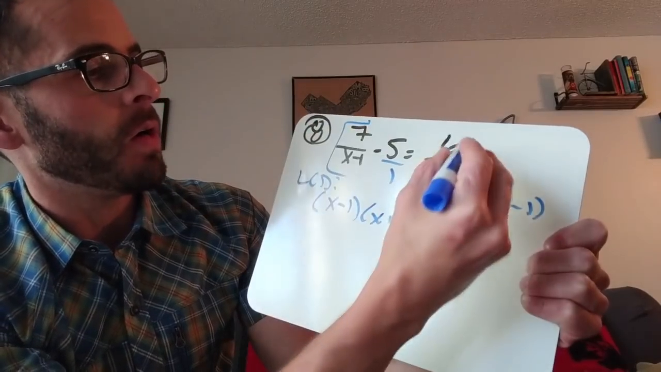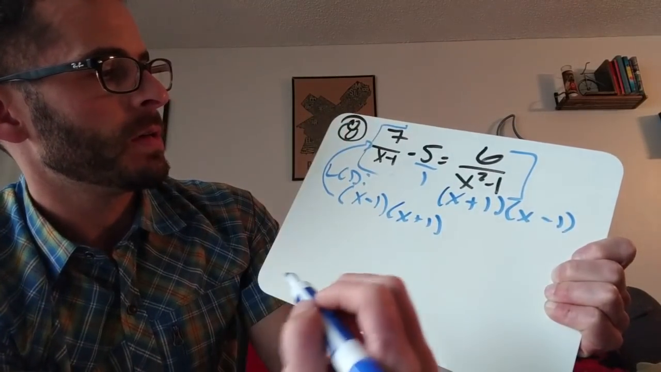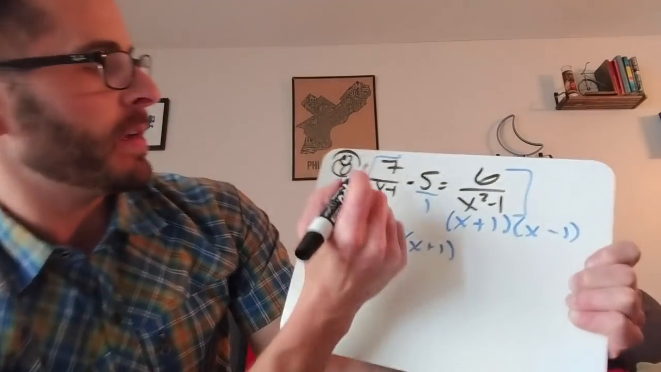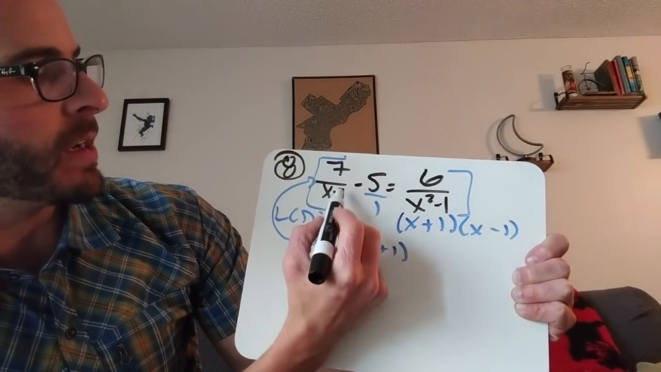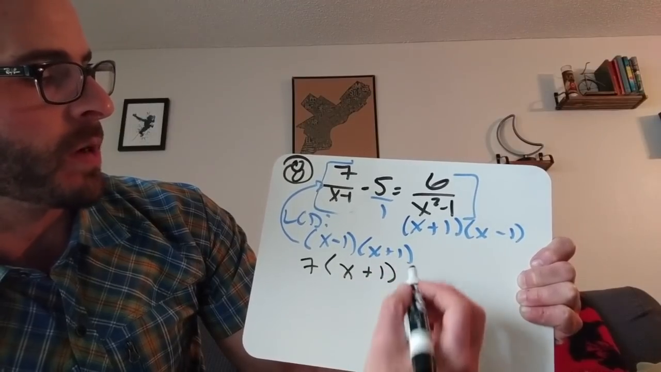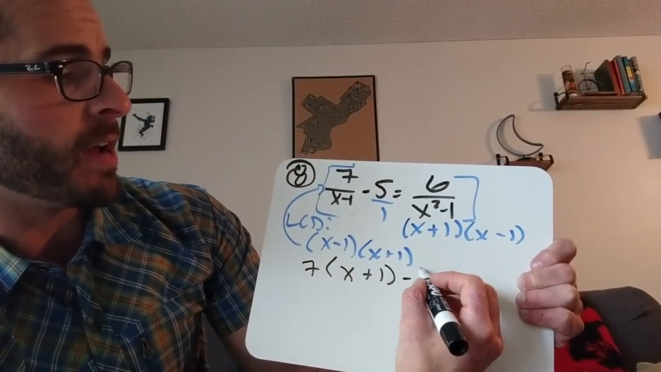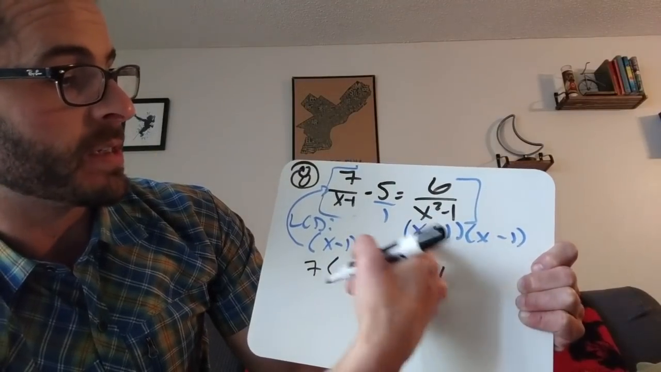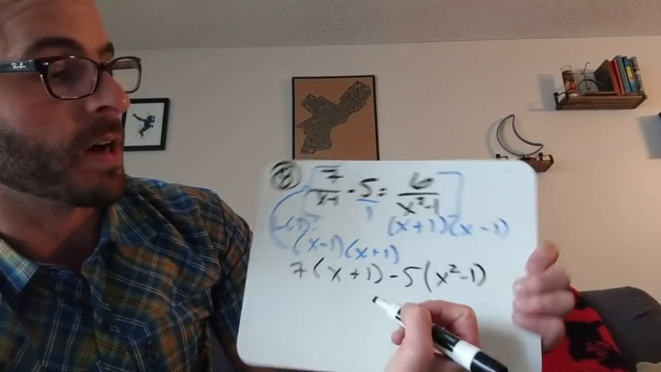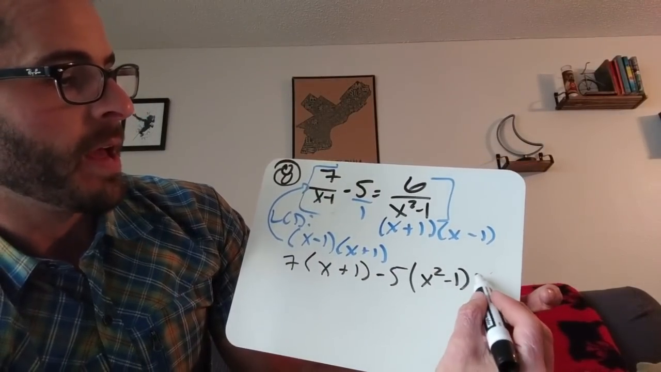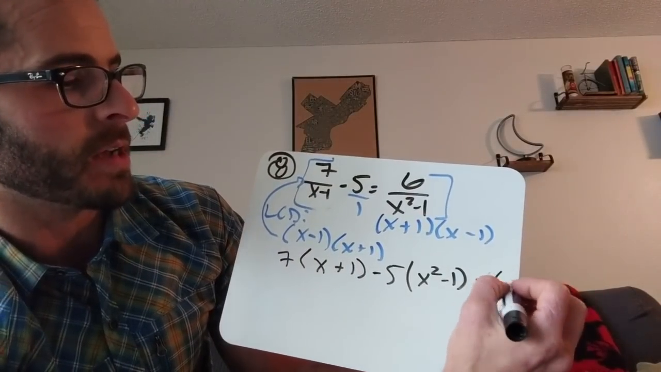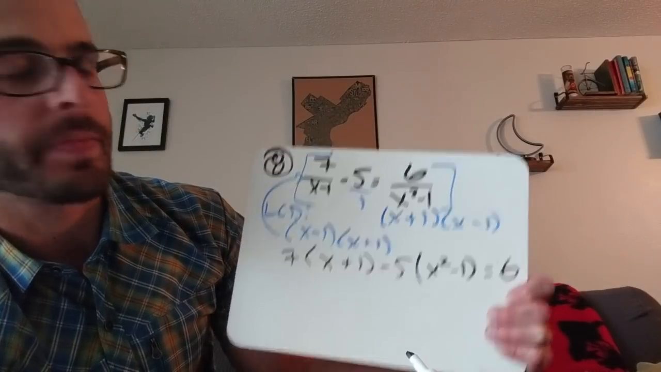So I'm going to multiply my whole equation by my LCD. What happens when I take my LCD, x minus 1, x plus 1, and multiply it here? The x minus 1's cancel out. So I'm left with 7 times the quantity x plus 1. What happens when I do it to the negative 5? Well, there's nothing to cancel out, but instead of writing this down, I'm going to write the dots problem down as the thing I'm multiplying. And then finally, what happens when I take my LCD and multiply it over here? Well, the whole denominator cancels out, and I'm left with 6.